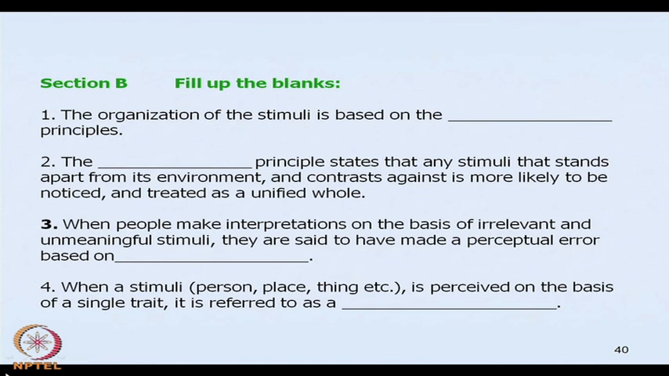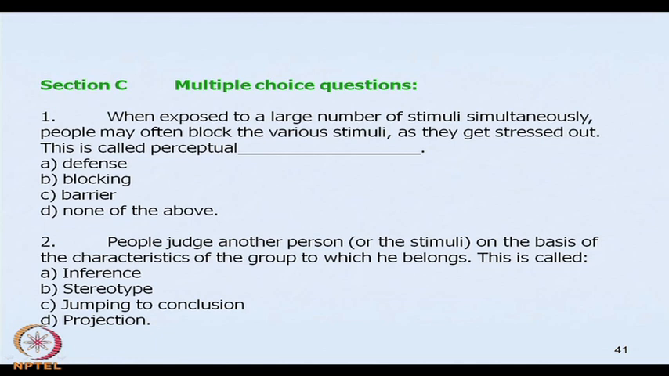Multiple choice questions. When exposed to a large number of stimuli simultaneously, people may block the various stimuli as they get stressed out. This is called: defense, blocking, barrier, or none of the above. So, this is called perceptual blocking. People judge another person on the basis of the characteristics of the group to which he belongs. This is called A, inference, B, stereotype, C, jumping to conclusion, D, projection. So, the answer is B, stereotype.